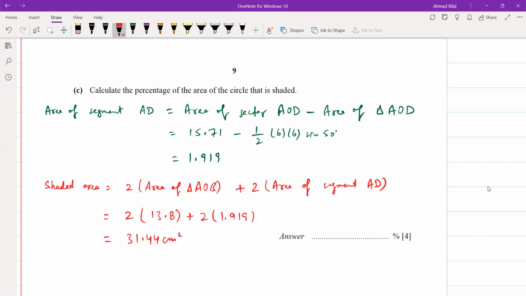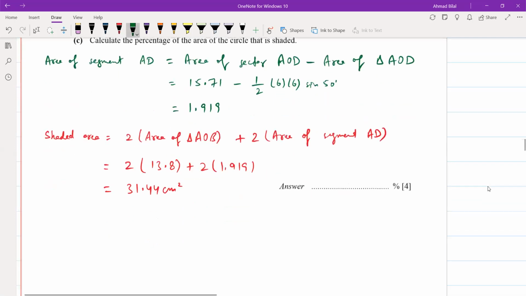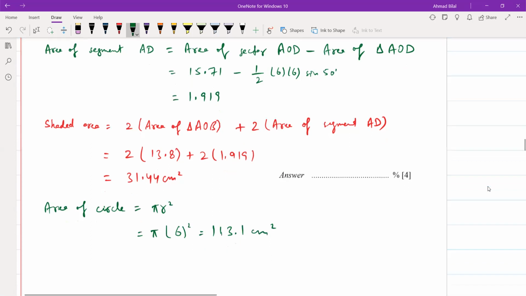Okay, now you have to find the percentage of the area of the circle that is shaded. How much is the area of the circle? Let's figure that out. Area of the circle, that is pi r square. That turns out to be pi into 6 whole square. That's 36 pi, which is 113.1 centimeters square. Okay, this is the area of the circle.